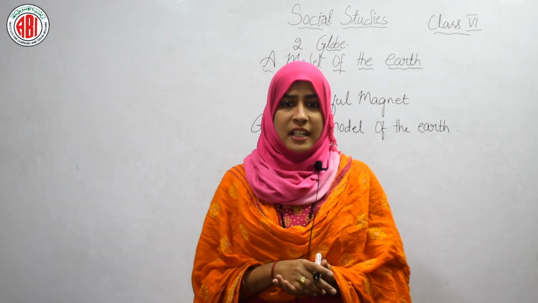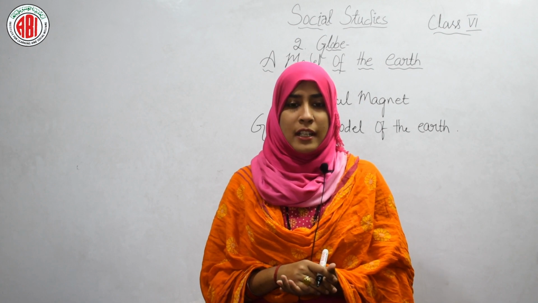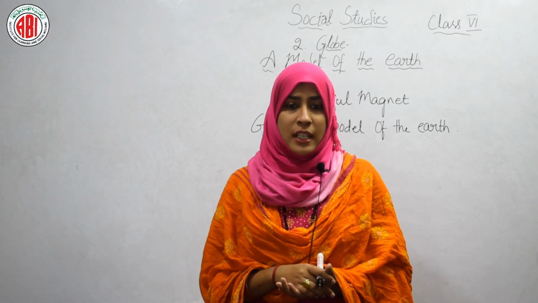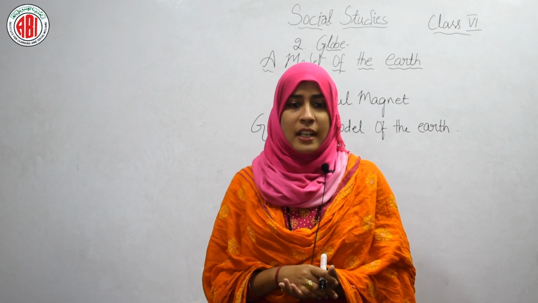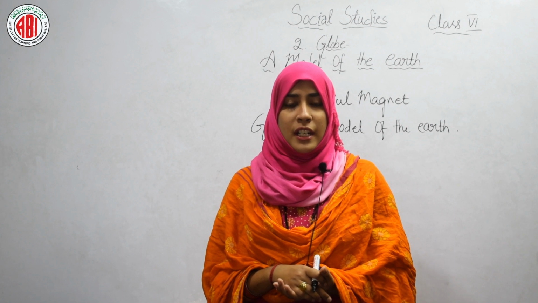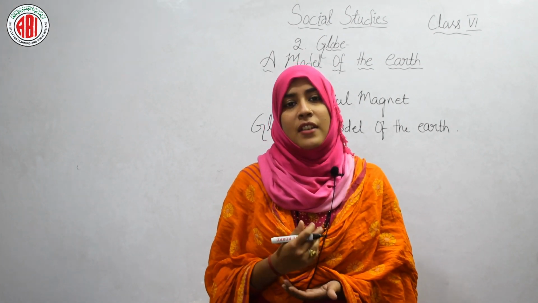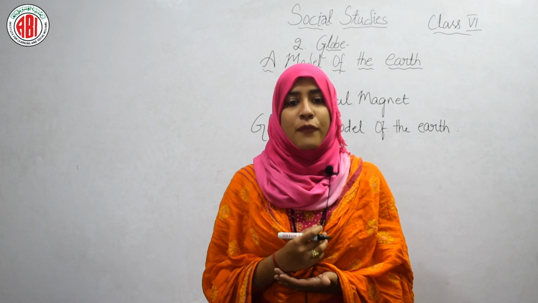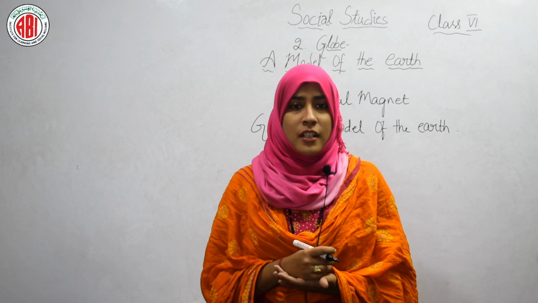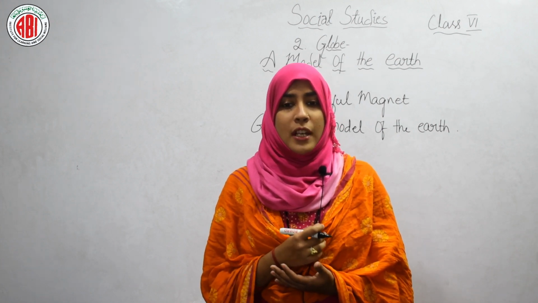Scientists in the ancient period in India and Europe had figured out that it was like a ball or sphere. So in the ancient period, scientists were discovering about the earth, and they found out that the earth was like a ball or sphere in shape.